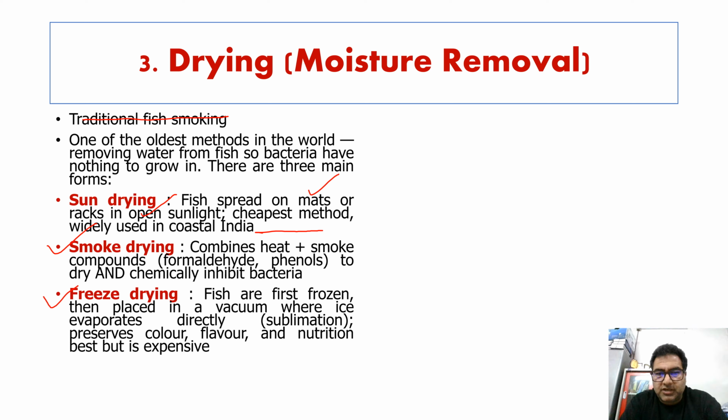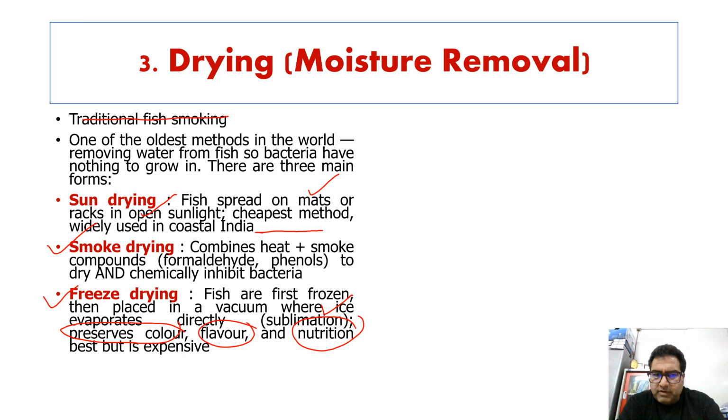Then the third one. We talked earlier about chilling, but here one of the aspects is freeze drying. The fish are first frozen and then placed in a vacuum, where ice evaporates directly. It is called sublimation, and it preserves the color, flavor, and nutrition, but it is expensive. So we have three modes of drying fish: sun drying, smoke drying, and freeze drying.